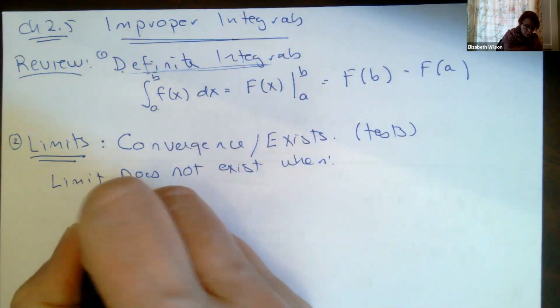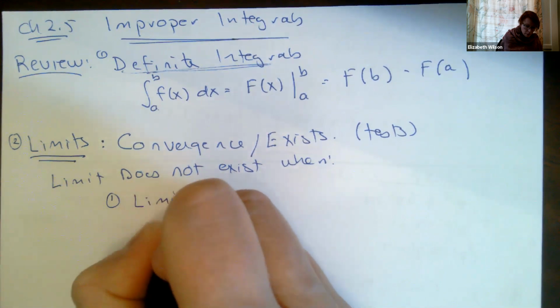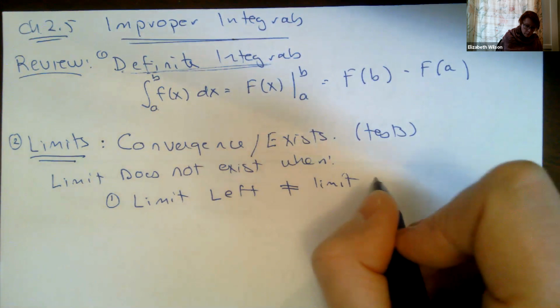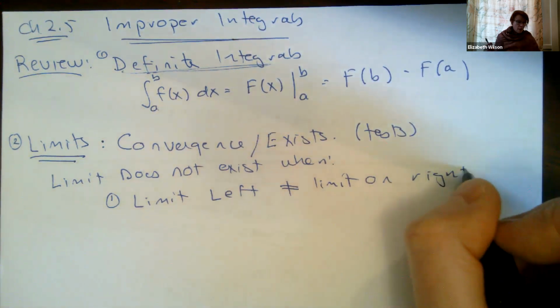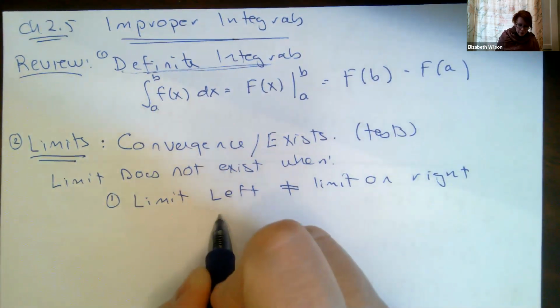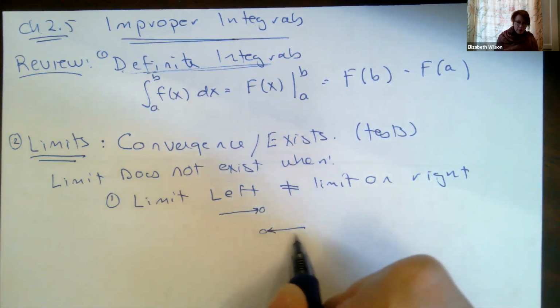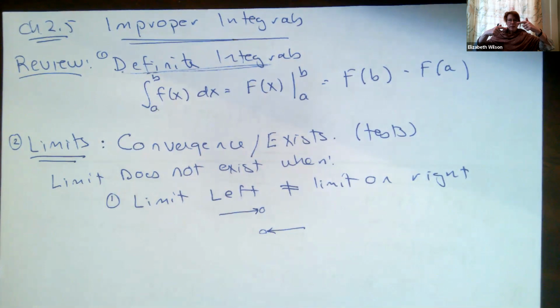The first one is when the limit on the left does not equal the limit on the right. My function comes into this value on the left, and my function comes into this value on the right, so my left and right disagree with each other. The left-hand limit and the right-hand limit don't agree, so the limit as a whole doesn't exist. The left-hand limit will exist, the right-hand limit will exist, but the limit from both sides doesn't exist.